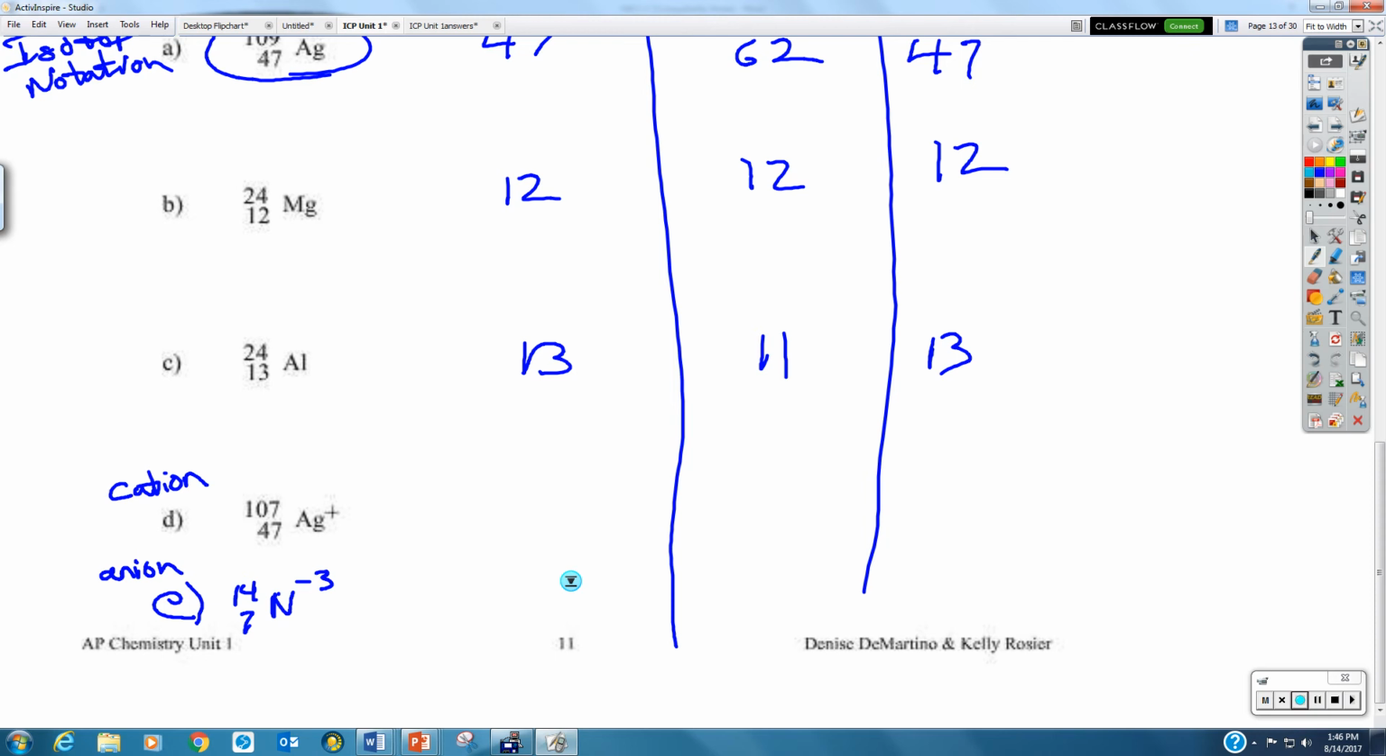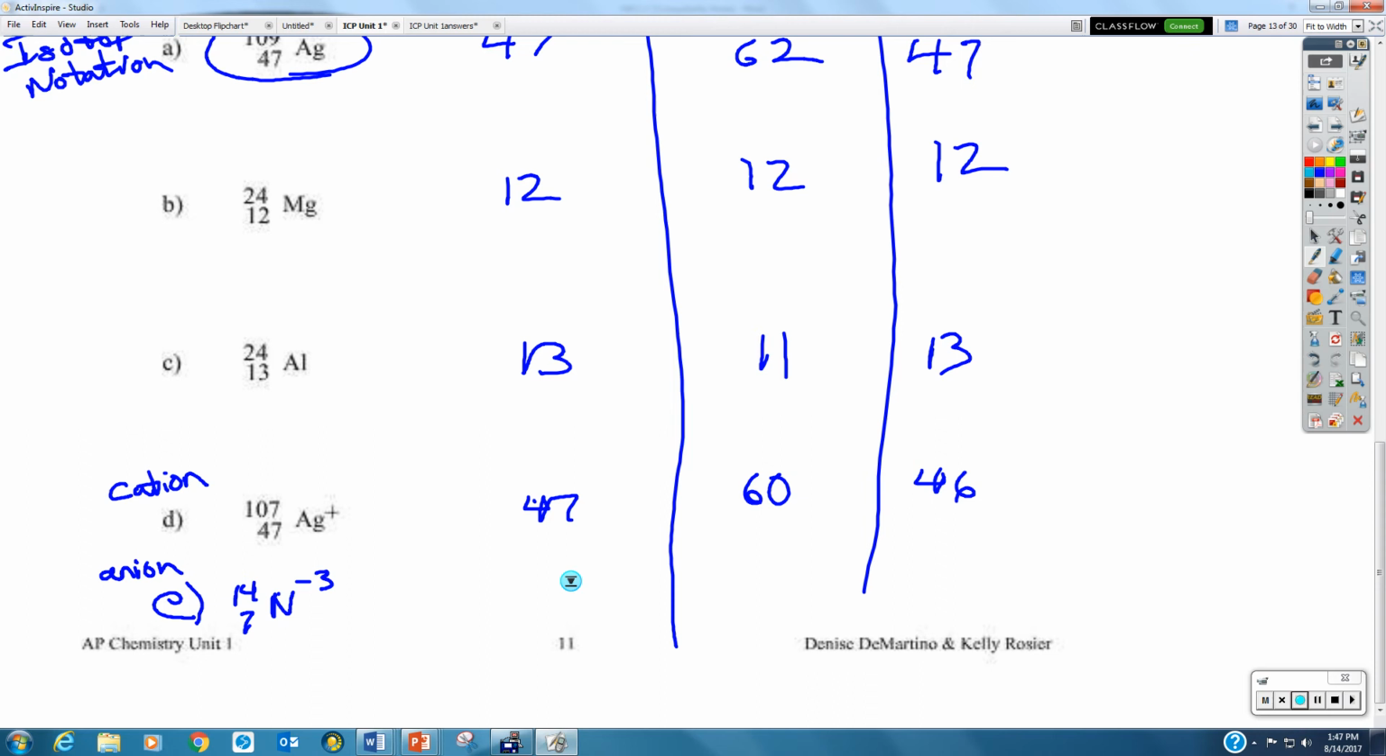So let's recall how many protons? We're looking at D. 47. How many neutrons? 60. 107 minus 47 is 60. And then how many electrons? 46. Why 46? We have a plus 1 charge, so we have one less there.